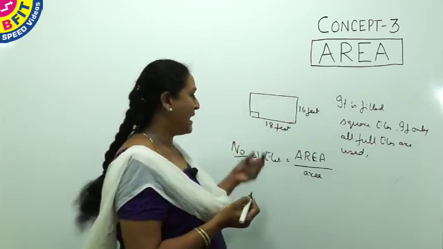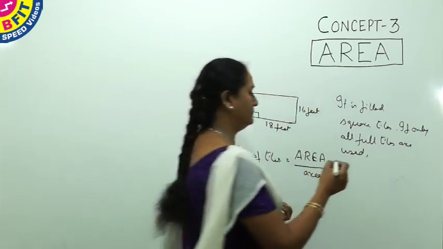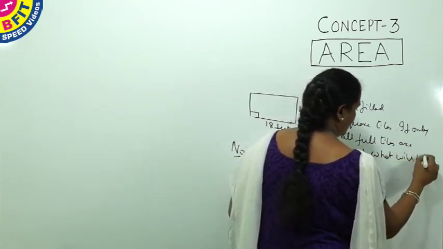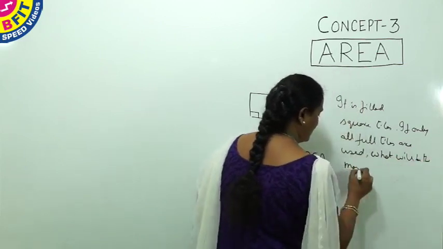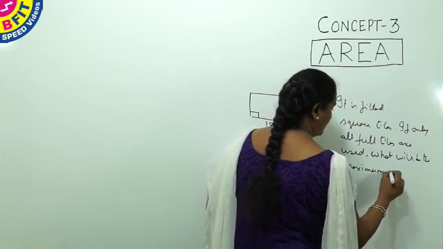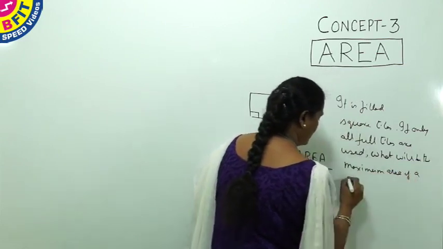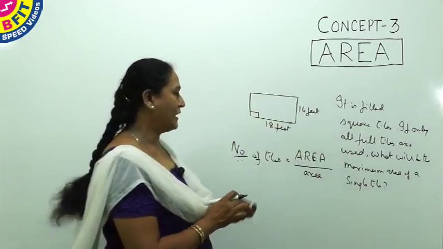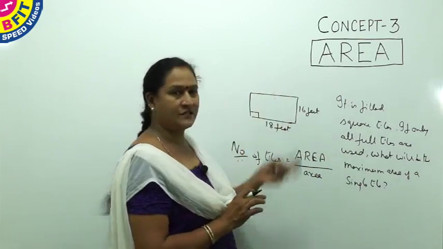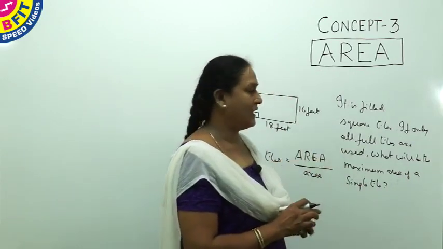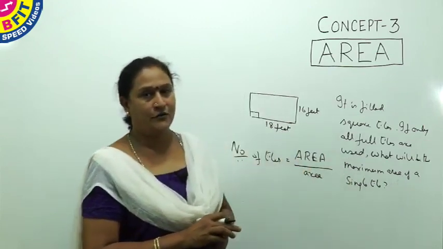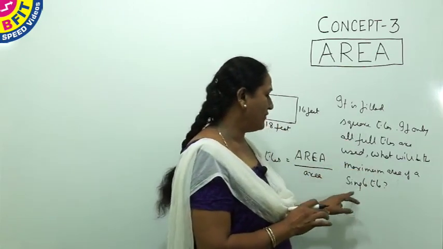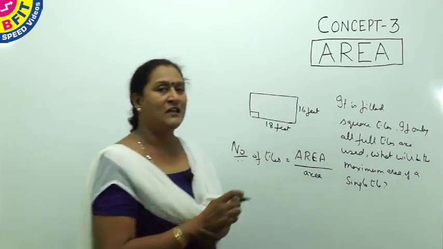So what will be the maximum area of a single tile? Say there is a rectangular room, length is 18 feet and breadth is 16 feet. It is filled with all square tiles. If only full tiles are used, that is, not broken tiles, what will be the maximum area of a single tile? Now what will be the answer?